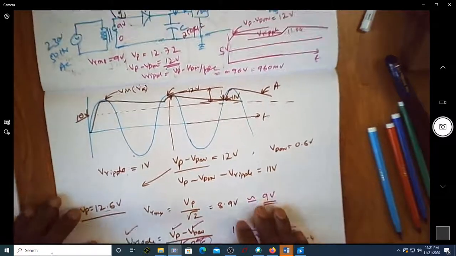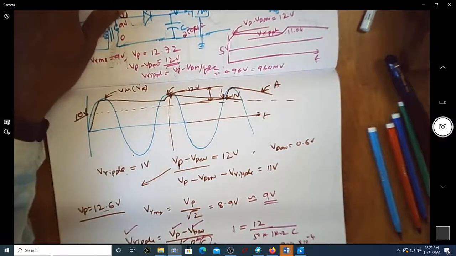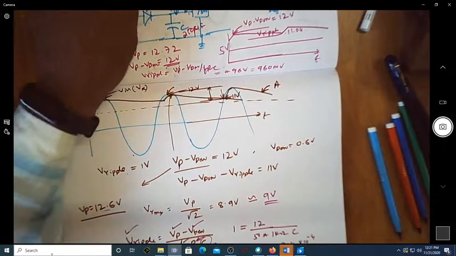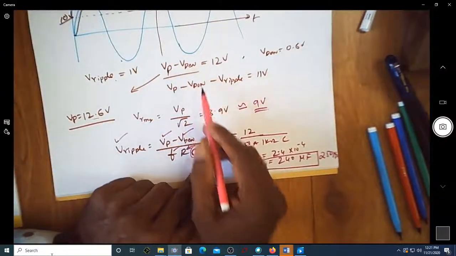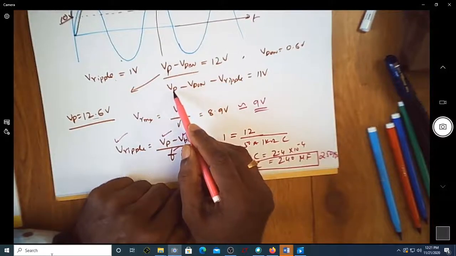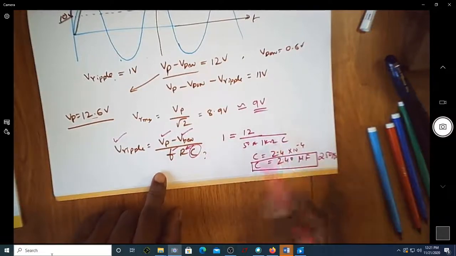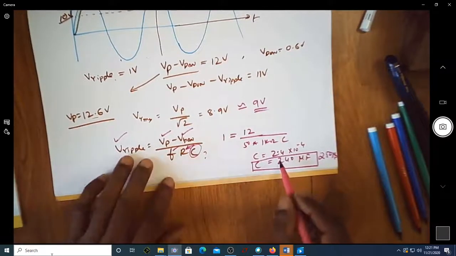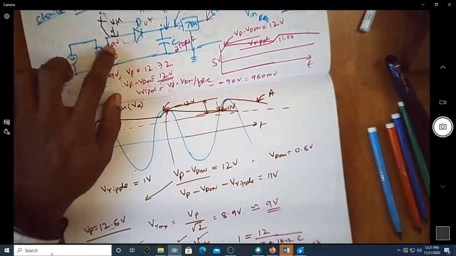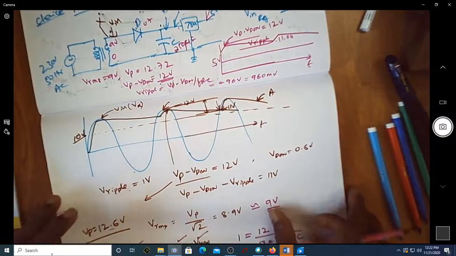Of course, we can do a similar analysis by considering a full wave rectifier also. Then you need to have 2 diodes and this expression will change. The expression for ripple voltage is Vp minus Vd on by 2 FRC, and of course the value of C will be half of this. So the value of C will become half. But in case of a full wave rectifier, the only requirement is that I should have a center tap transformer. So maybe you can try out that.